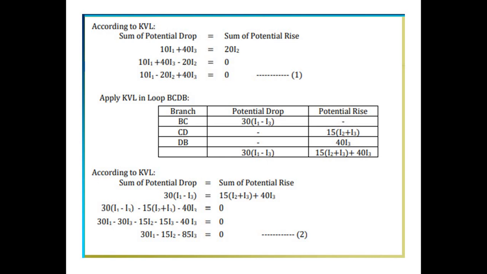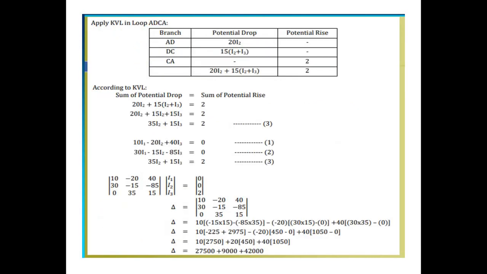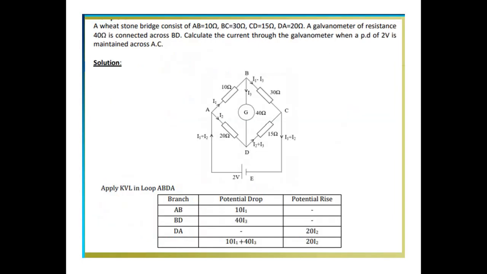Applying Kirchhoff's voltage law, 30(I1 - I3) = 15(I2 + I3) + 40 I3, and the resultant value is 30 I1 - 15 I2 - 85 I3 in the second loop formation. And then the third loop formation, with the battery source, in A, B, C, and then A, in this formation.